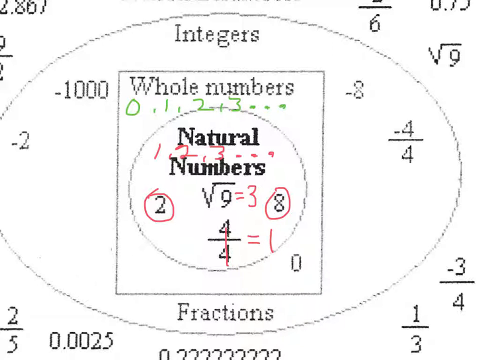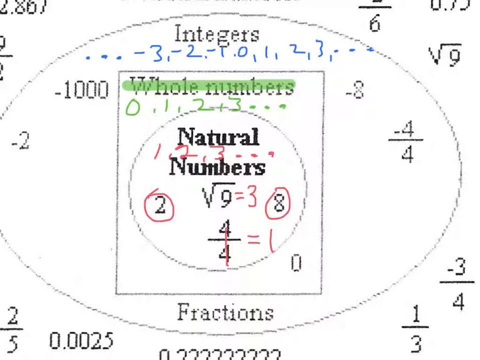The next group of numbers would be called the whole numbers, and they include the natural numbers and 0, so they go 0, 1, 2, 3. Any number that can be made into a 0, 1, 2, 3, and so on is called a whole number.